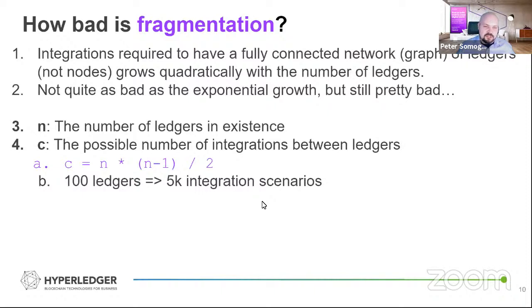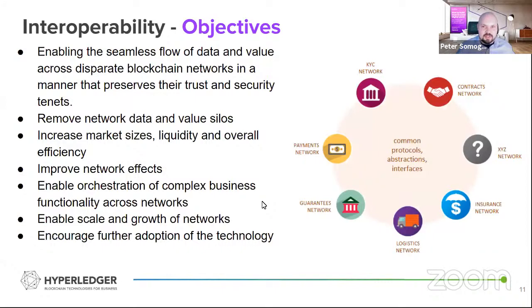One more note on fragmentation, just to put it in terms of numbers. The number of different ledgers or DLTs in existence is growing, and the number of integrations needed, in the ideal case where you want all of them to be able to talk to all the other types, which is the intuitive default, grows quadratically with the number of ledgers. That means if you have 100 different ledgers and you want all of them to be able to communicate with each other, you need 5,000 integration scenarios. Obviously, if you are trying to get a business application or use case out the door, that seems pretty daunting. And with that, I will hand over to Rama.